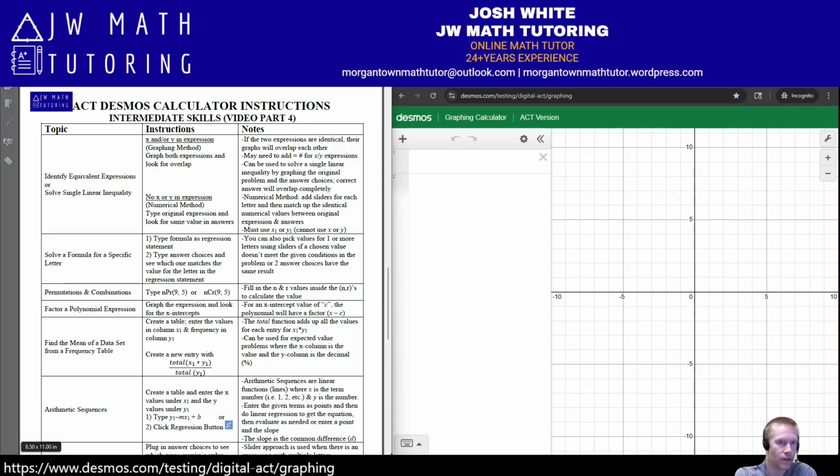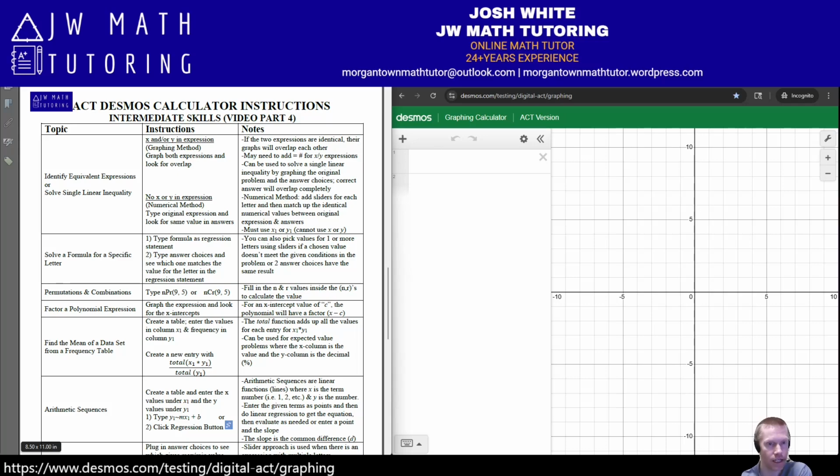All right, so let's go ahead and get started with the first topic at the top here. Identifying equivalent expressions, or this general process is also going to be used to solve a single linear inequality. So what I'm going to do here is talk about the two methods that you can use and then show you examples of each. Now, I briefly used this technique towards the very end of the last video on one of the problems that dealt with translations and shifts of graphs.